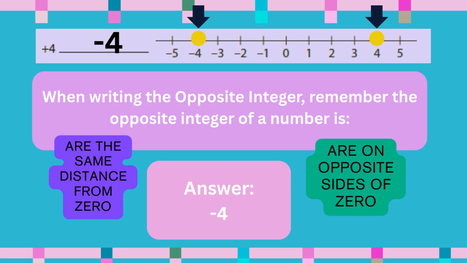When you're writing the opposite integer of a number, remember the opposite integer of a number is the same distance from 0, and they are on opposite sides of 0. Let me show you an example with -4 and +4 on a number line. If you draw a number line and put 0 in the center, -4 would be 4 spaces to the left, and +4 would be 4 spaces to the right. They mirror each other perfectly across 0.